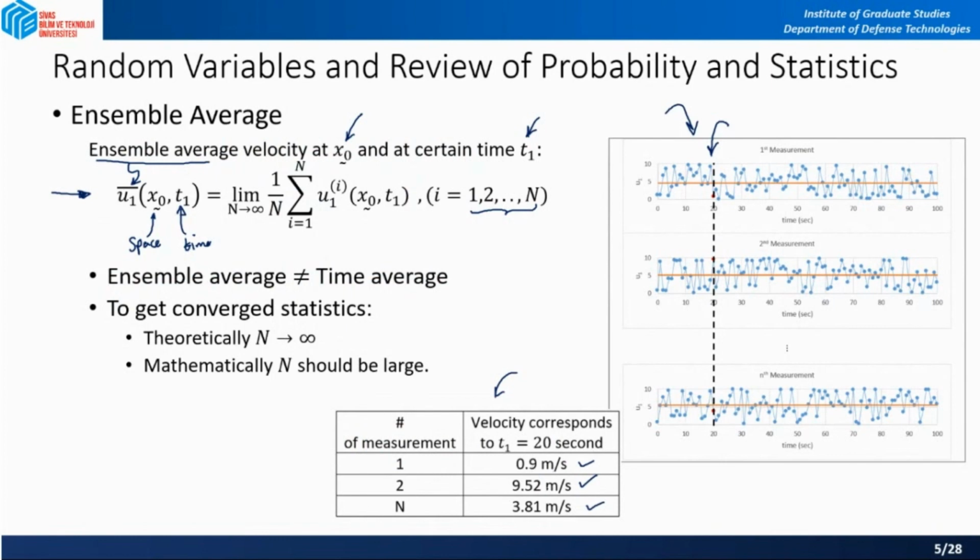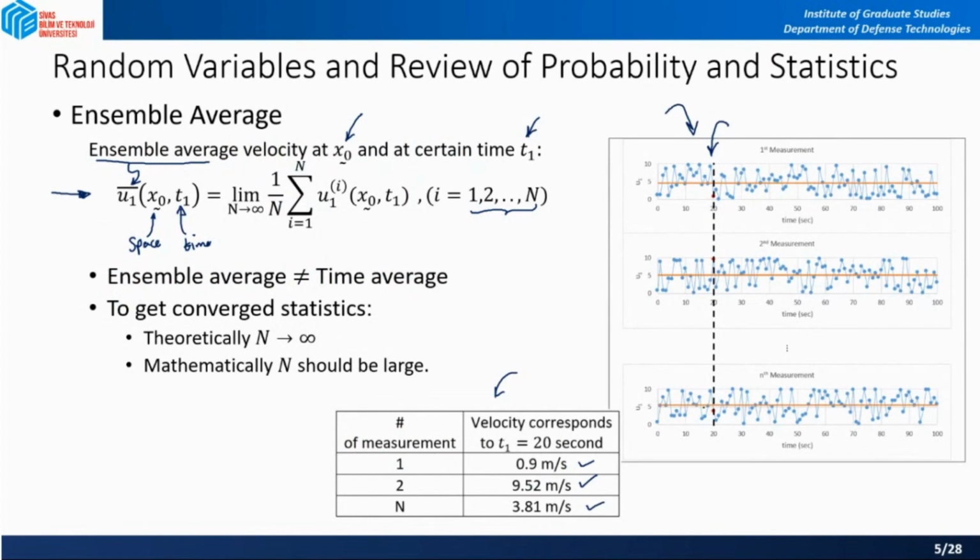You have to notice that we are not doing a time averaging. So these orange horizontal lines for each measurement denote the time average value. You notice that this is not the same as the ensemble average. Time averaging and ensemble averaging are related, but they do not have to be the same.